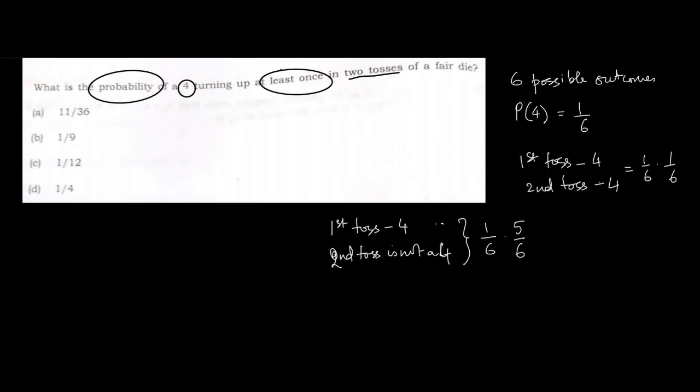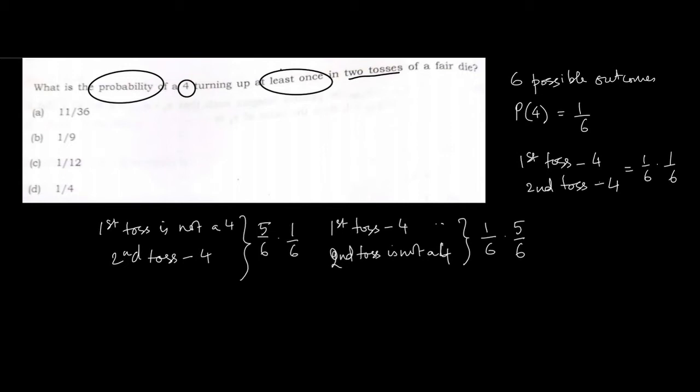Similarly, there is a third possibility where the first toss is not a 4 and the second toss is a 4. So here in the first toss, since it's not a 4, there are 5 outcomes out of 6, so 5 by 6 is the probability, and in the second toss, since it's a 4, the probability is 1 by 6.